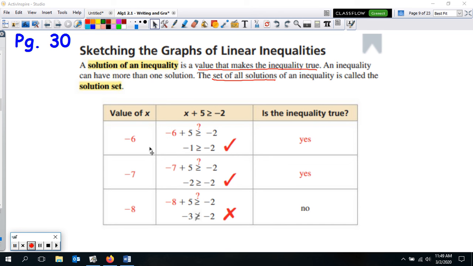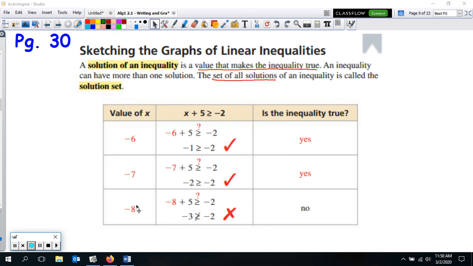So if this was what we're talking about here, the value of x is -6. Here's the inequality. If we plug -6 in just to check that, is the inequality true? -6 plus 5 is -1. -1 is greater than -2, and yes, that is true. Then we could try -7 for the same inequality and see if that's true. If we plug -7 in for x, -7 plus 5 is -2. Is -2 greater than or equal to -2? Yes, that also is true because of the equal sign there.